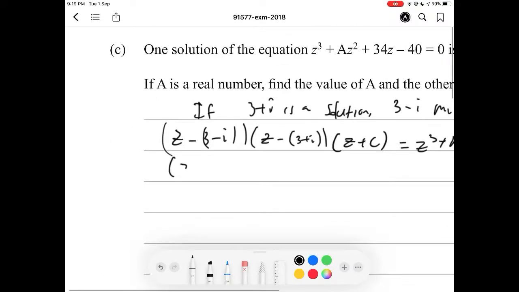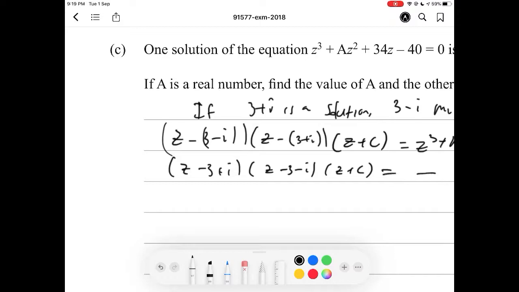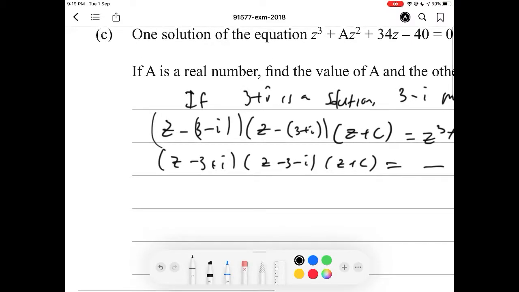Okay, so now we can just expand this. Okay, so z minus 3 plus i multiplied by z minus 3 minus i, multiplied by z plus c, equals everything on the right hand side. Okay, so the good thing about the conjugate root theorem is that if you multiply by the conjugate, then there's no imaginary terms. So in this case, you can just simply look at this as z squared.